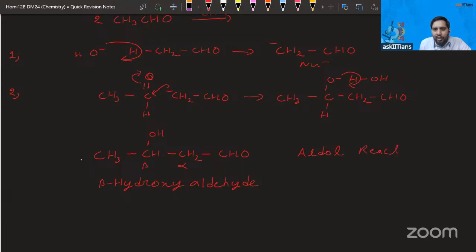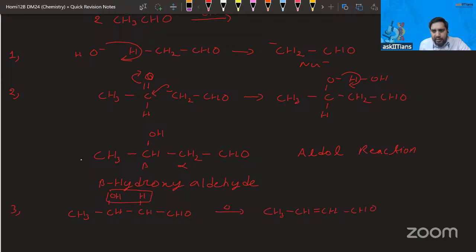If we heat this particular compound, then the reaction becomes aldol condensation. In condensation, there will be removal of a small molecule. So how are we going to heat this? We write this compound like this, with OH and H and CHO. On heating, water is going to be removed and we get CH3 CH double bond CH CHO.